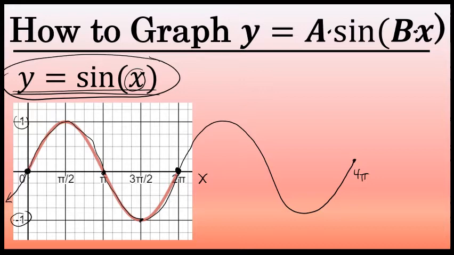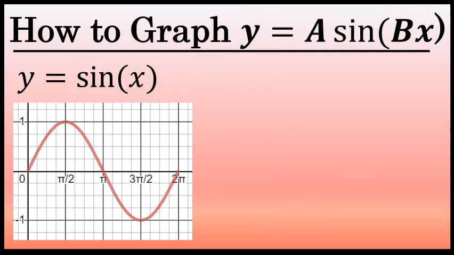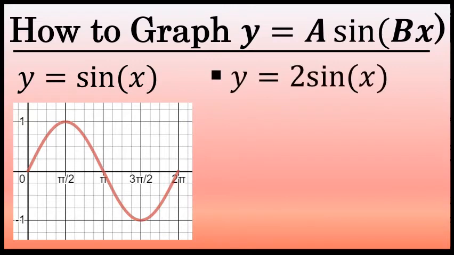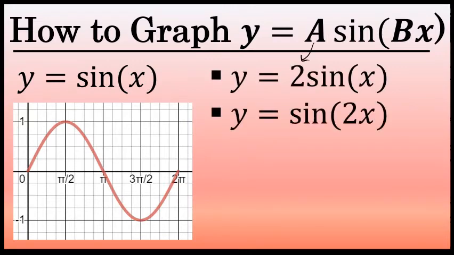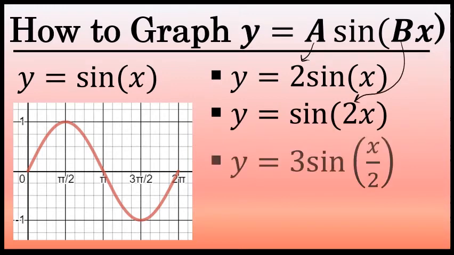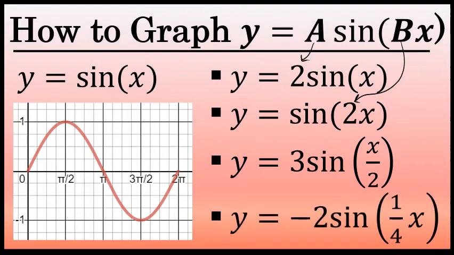The graph of every equation in the form y equals a times the sine of bx is based on the graph of y equals the sine of x. In this video, we'll talk about exactly how that manifests itself when we draw the graph of a few sine functions. For example, y equals 2 times the sine of x, where the value of a is 2. Y equals the sine of 2x, where the value of b is 2. Y equals 3 times the sine of x over 2. And y equals negative 2 sine of 1/4 x.